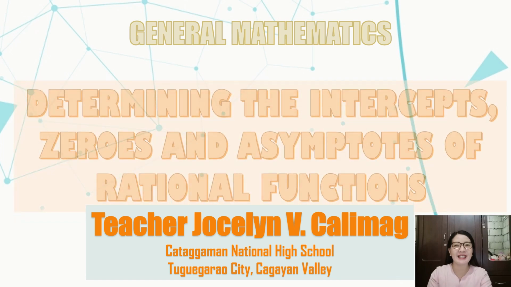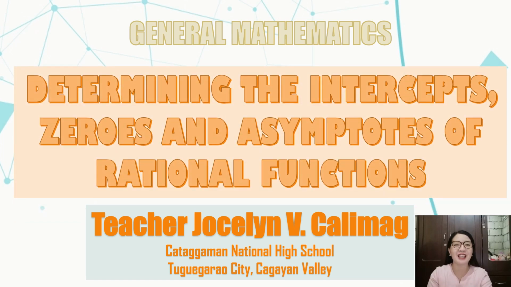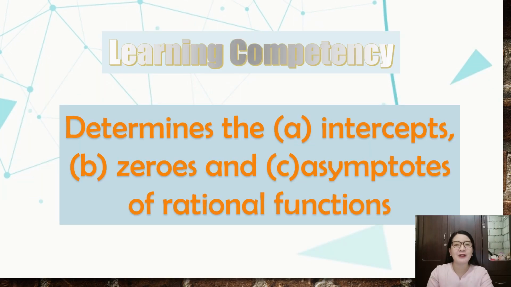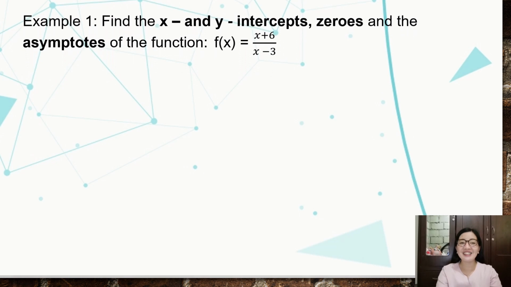I will be discussing determining the intercepts, zeros, and asymptotes of rational functions. So in this lesson, we will be able to determine the intercepts, zeros, and asymptotes of rational functions. So let's have example number 1.